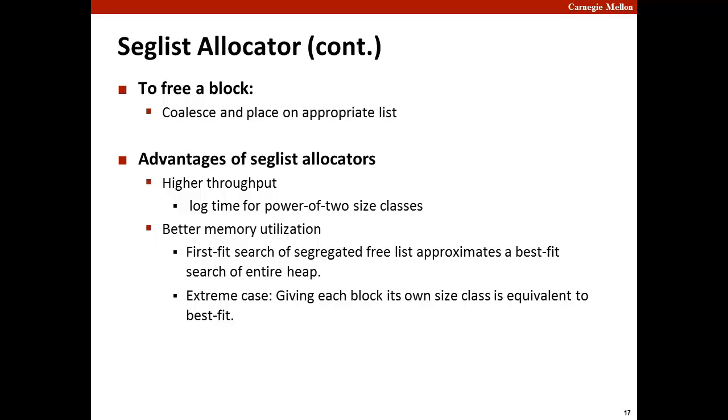1 byte, 2 bytes, 3 bytes, 4 bytes, 5 bytes, 6 bytes, 7 bytes, 8 bytes, 9 bytes. You get the idea. Okay? If I did that, it would basically be the same as best fit. I'd end up making so many decisions to find the right size class that I might as well have sorted it.